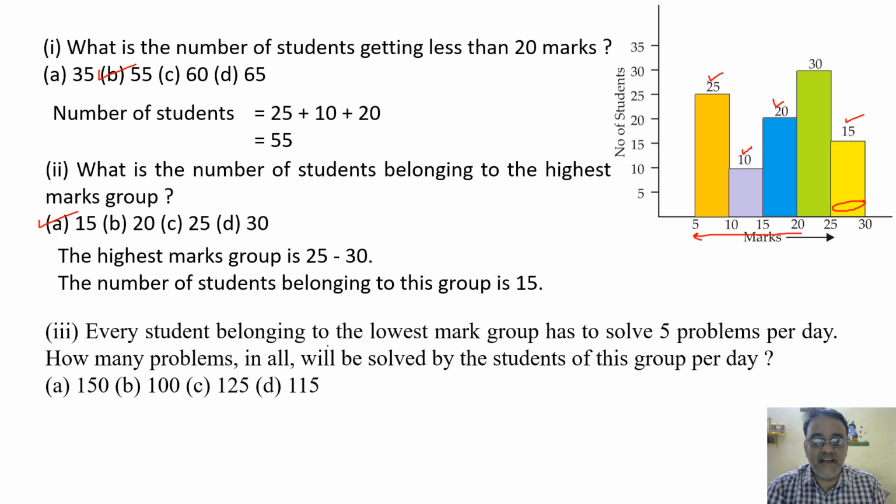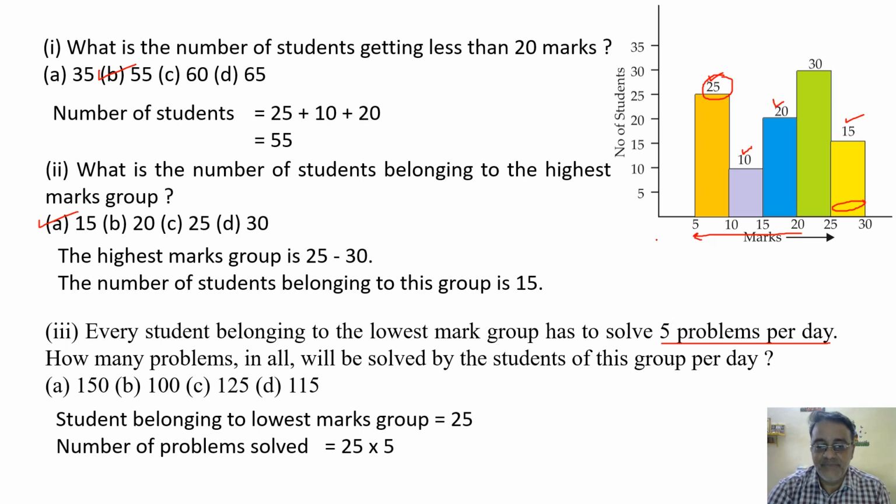Now the next question, every student belonging to the lowest mark group has to solve 5 problems per day. How many problems in all will solve by the students of this group per day? So how many students are there in the lowest group? 25, right? This is the lowest group, 25. And 25 students have to solve 5 problems, each student. So 25 into 5, that is 125. And the correct option is option C.